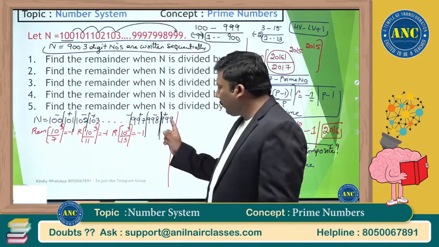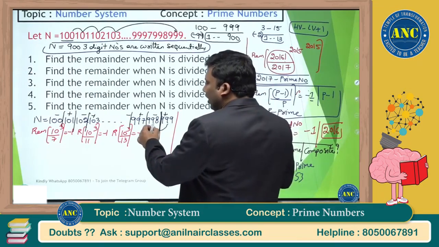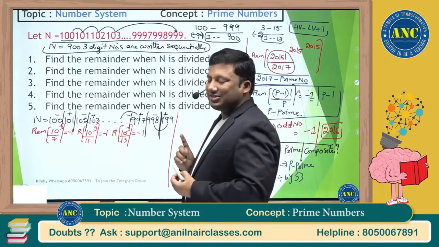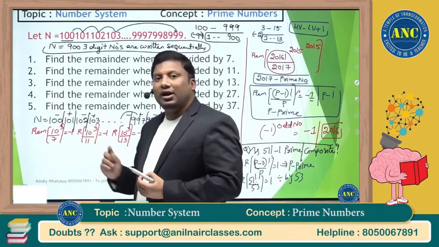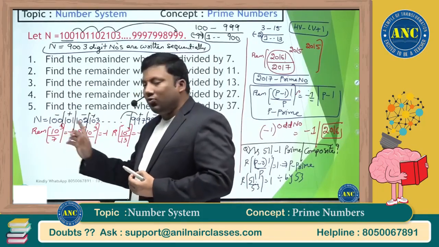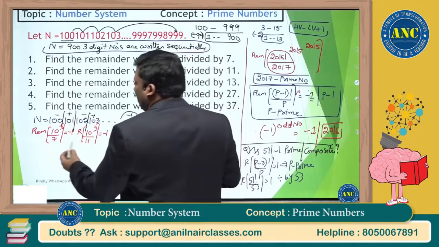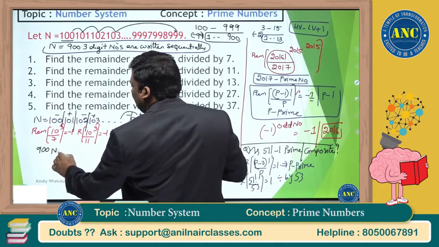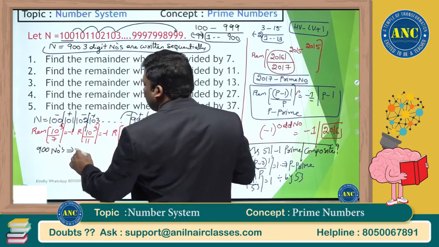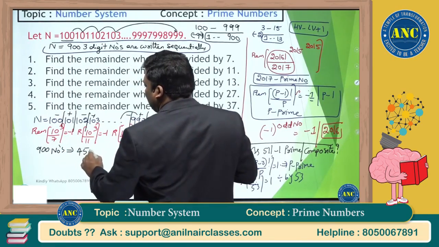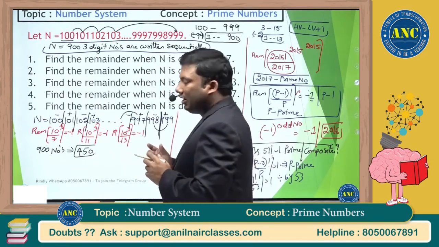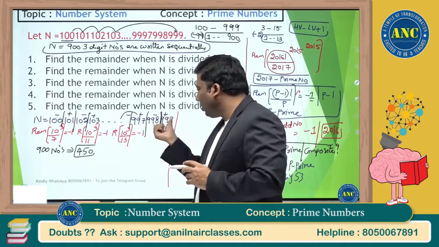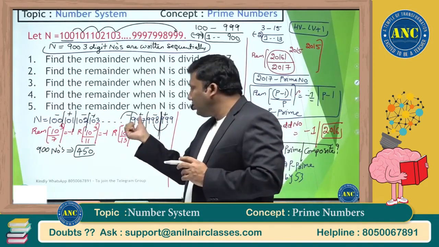So if you observe here, 999 minus 998, how much is it? 1. 997 minus 996, how much is it? 1. 103 minus 102, it is 1. 101 minus 100, it is 1. That means if I take a total of 900 numbers and apply the divisibility rule, I will get the resultant as 450, because half of them give me 1. This minus this, 1.